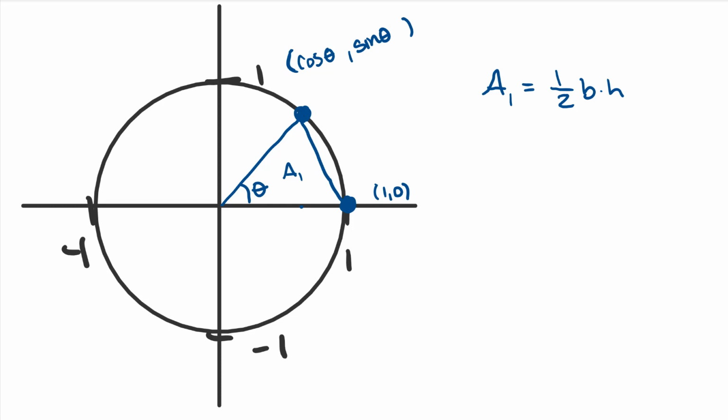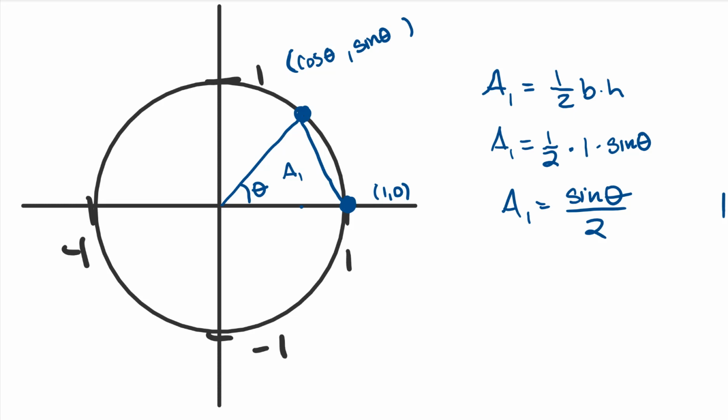So we have that our first area we're going to look at is 1/2, and what's our base? The base is down here. Oh, that's 1, all right? That's just 1. That's cool. And then what's the height? What's the y value? The height is sine of theta. So we found out that our first area is equal to sine of theta over 2.